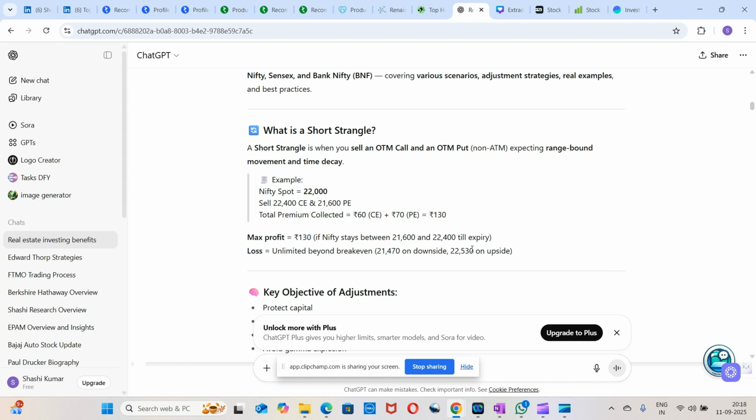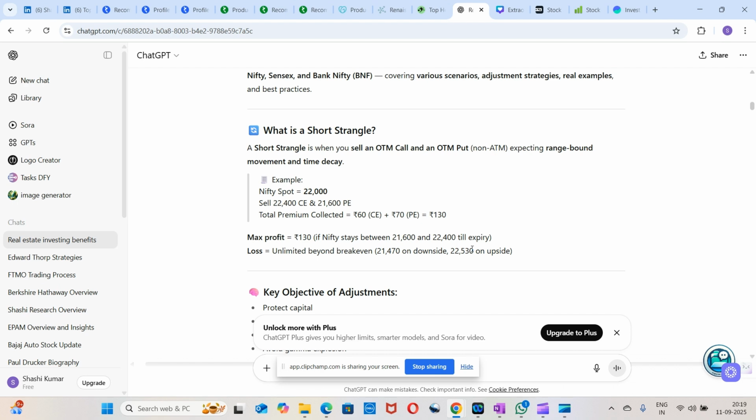An example of that is, for example, if Nifty spot is 22,000, then you will sell 22,400 CE and 21,600 PE. So your view is that the market will stay below 22,400 and above 21,600, 400 points each side. You have taken the width that the market will be within 800 points, 400 points above the spot as well as 400 points below the spot. Total premium collected, this is an example, suppose 60 for CE and 70 for PE. So that's 130 rupees, so max profit is 130.